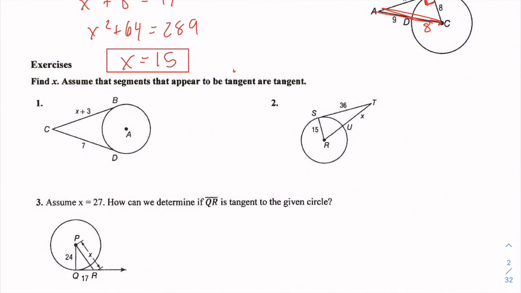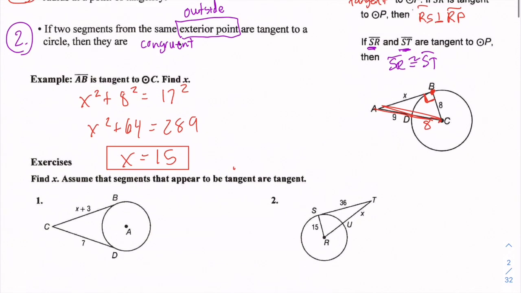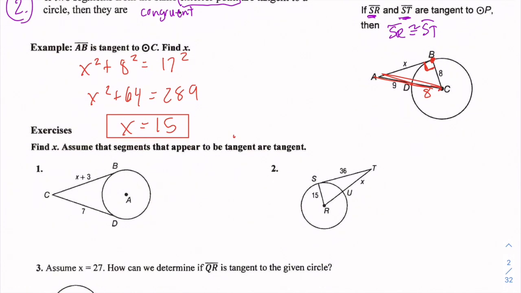So example 1 now, this is theorem number 2, okay? So keep that in mind. This is theorem number 2 we're going to be doing. So assume that the segments that appear to be tangent are tangent. Okay, so boom, this hits it at 1 point, hits it at 1 point. If this is true, what can I do with these two?